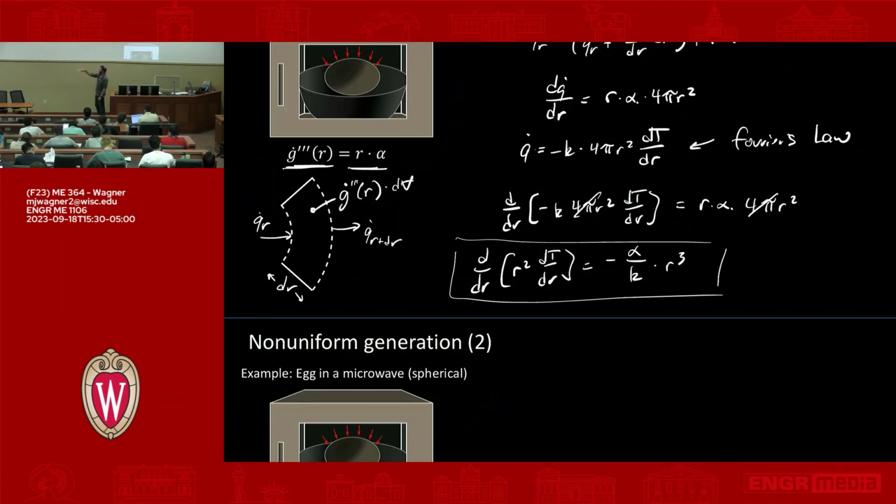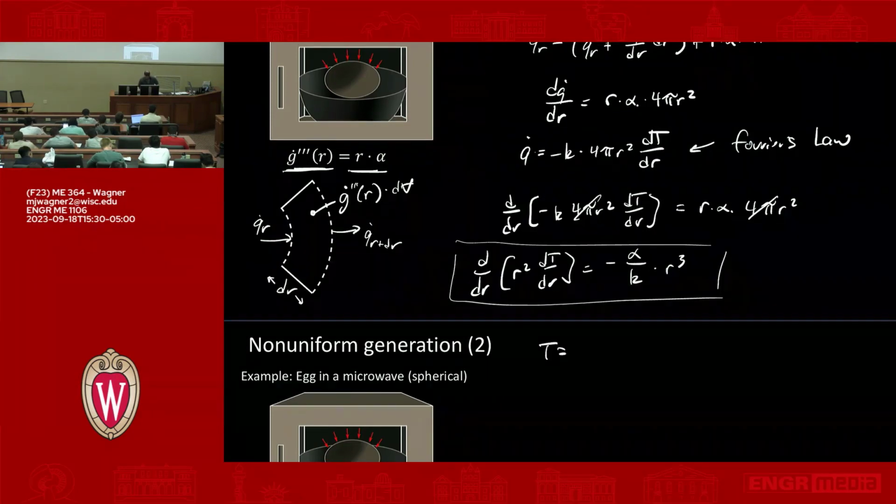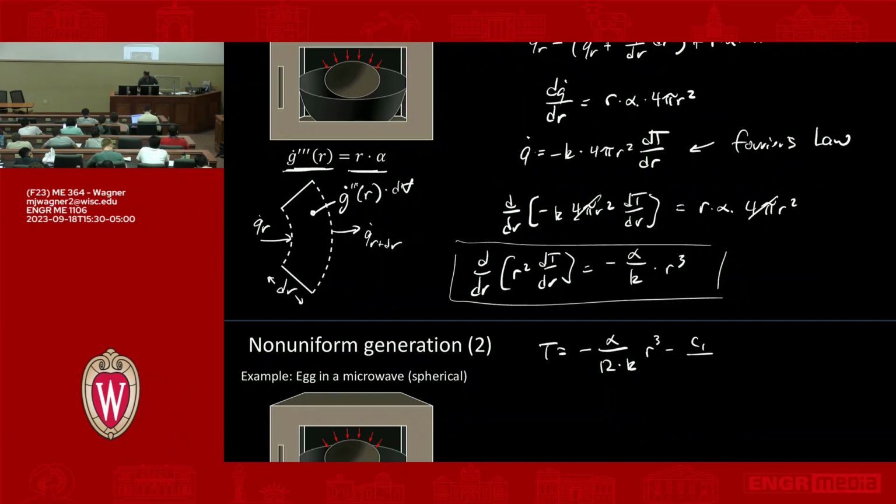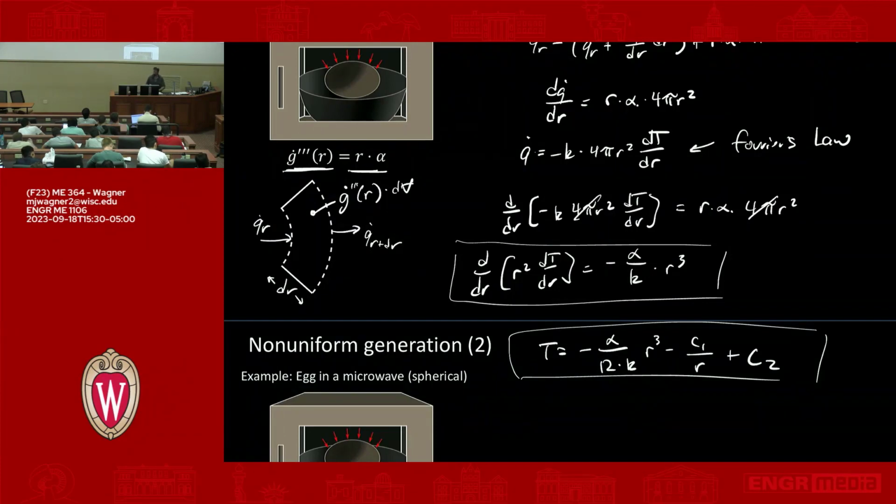I guess we'll skip the steps of integration just so I don't have to write it in the last minute. But you integrate the left side, so you get r squared dt dr, and then the right-hand side you get minus alpha over k times r to the 4th divided by 4. Right, and then you divide through by r squared. You drop that r quartic term down to r squared, and then you can integrate again. So okay, you end up with this solution, which is T is equal to minus alpha over 12 k times r cubed minus c1 over r plus c2, right? So that's the temperature solution.